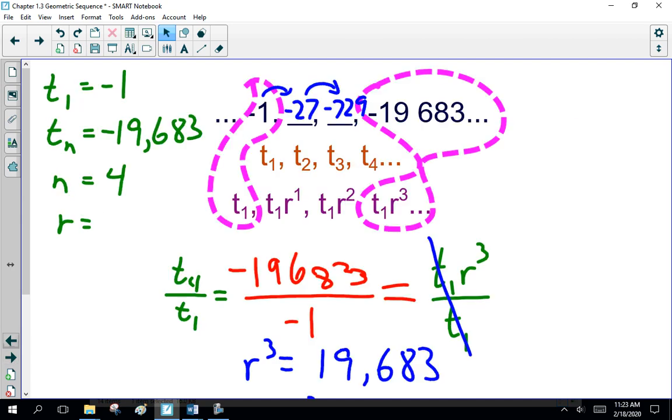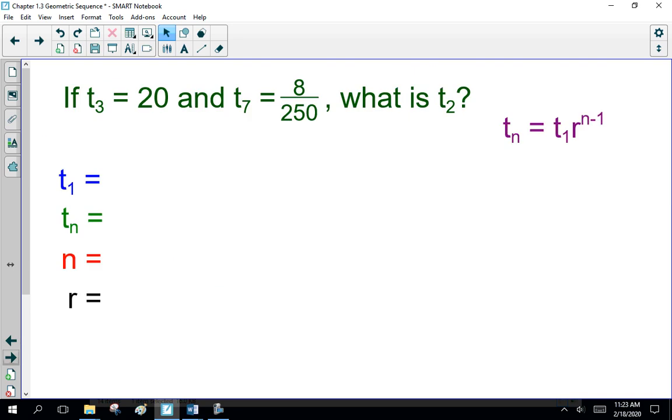No, this last one, what are the missing terms? Now, I think I said it orally, I didn't write it out. But that's fine. It could be, as Jacob just pointed out, what's the next term? Anyway, now, here's where it gets a little confusing, but it's the exact same procedure. I want to show you this one, because then you got one to do on your own, and then I'm leaving you alone. T3 is 20, T7 is 8 over 250. What's the second term? Not what's the first term, what's the second?